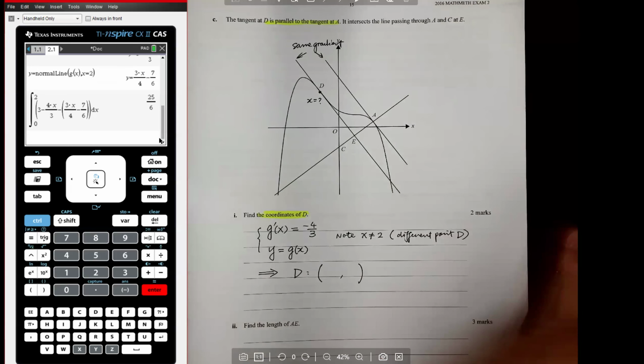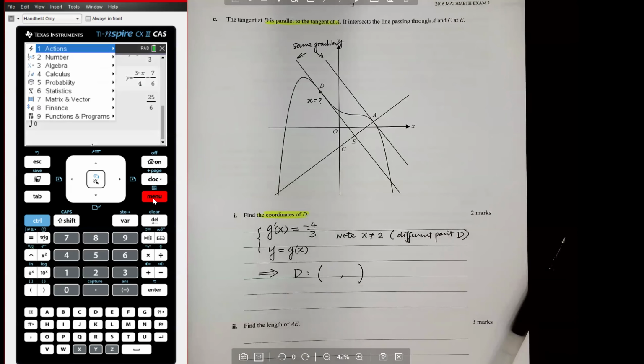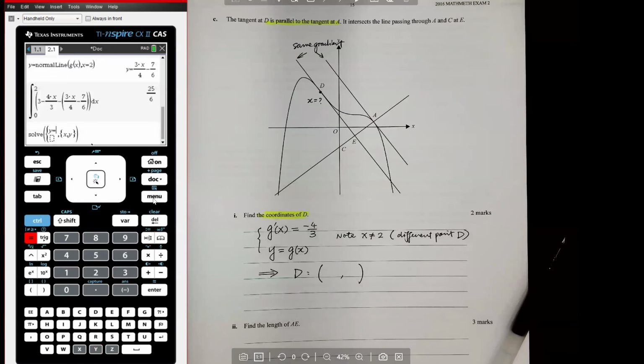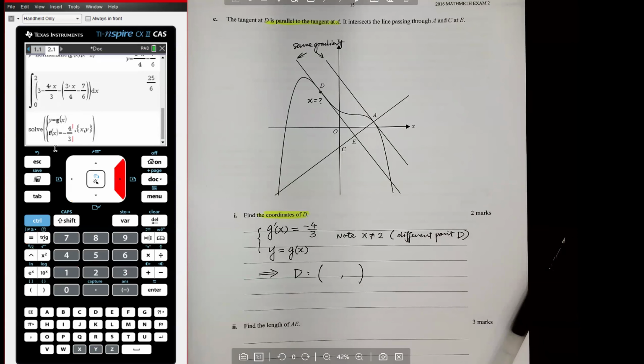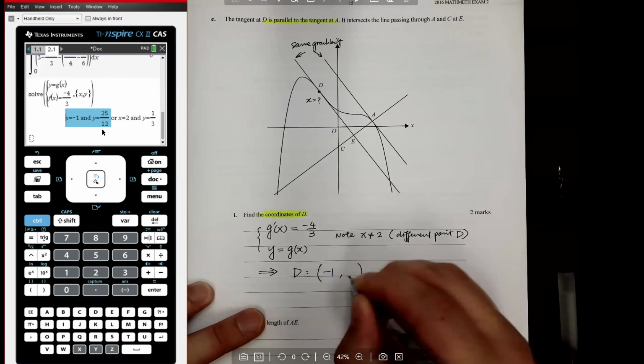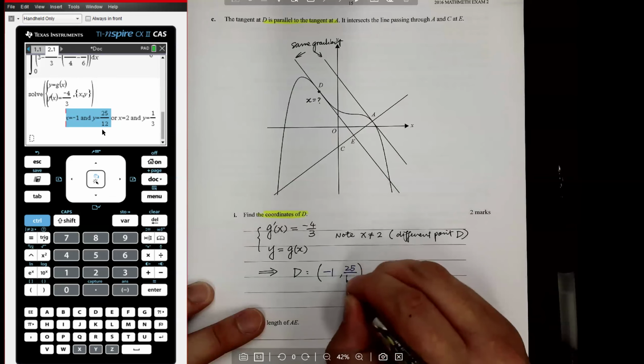So I'm going to use menu 3 7 1, okay? y equals g of x. Notice that g dash, the derivative, is f of x, so we say f of x equals minus 4 over 3. If you press enter, you get 2 pairs of coordinates, but we don't want this bit because we just need this bit, okay? So the answer is (minus 1, 25 over 12), okay?